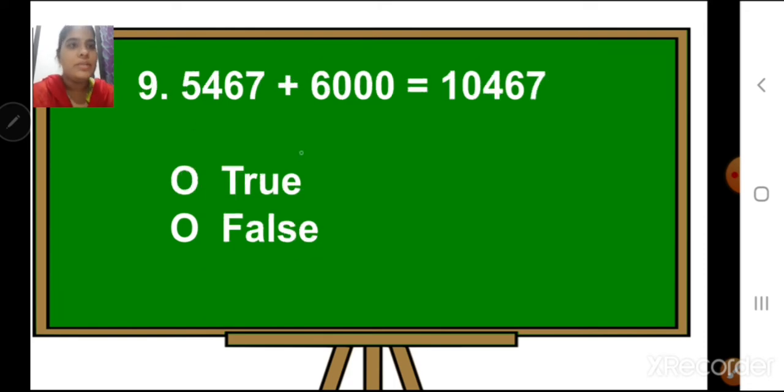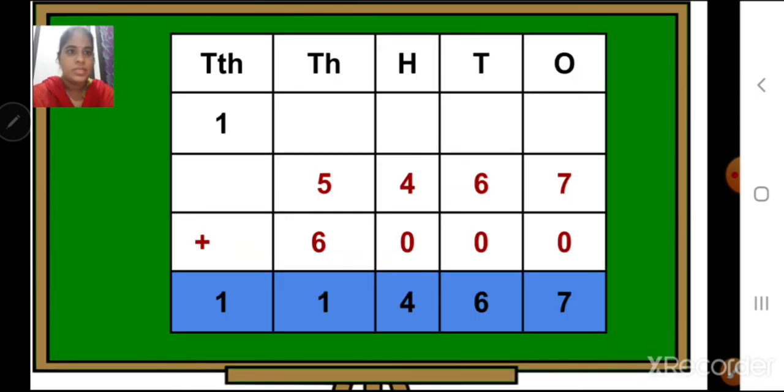Then question number 9 is 5467 plus 6000 is equal to 10467. Now children, this is a true and false question. With multiple choice you can also get true and false, because two options are there, true or false. So let us find out whether the statement that we have here is correct or not. So we have to add 5467 plus 6000. Do it in a rough paper or a rough book.